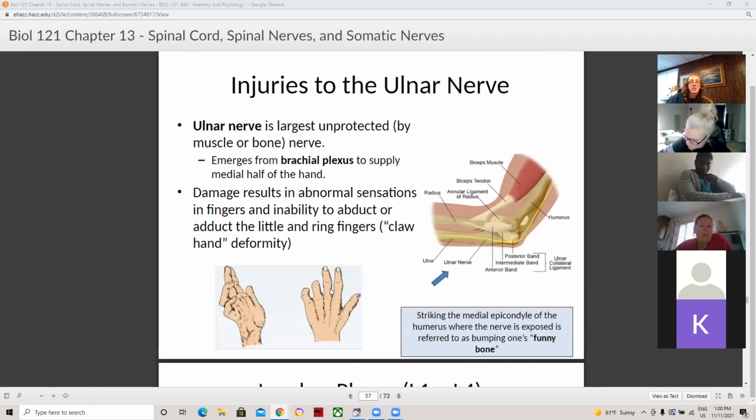Ulnar nerve. This is a big exposed nerve. If you want to ever test your ulnar nerve, the best test for your ulnar nerve is to take your elbow like this and smash it on a hard surface. Everybody do that.